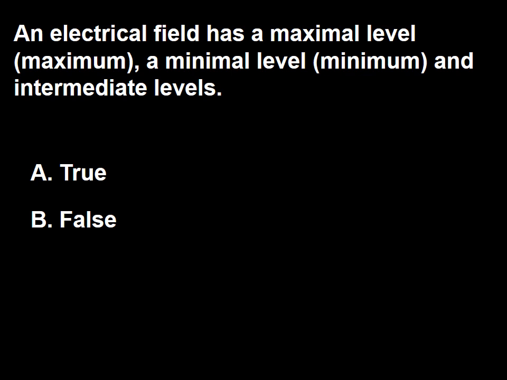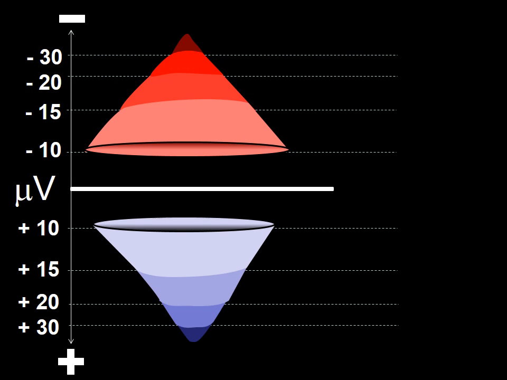Next question. An electrical field has a maximal level referred to as maximum, a minimal level referred to as minimum, and intermediate levels. A true, B false. This frame depicts two independent three-dimensional electrical fields. The top one is a negative field. The bottom one is a positive field. Both have a maximum.